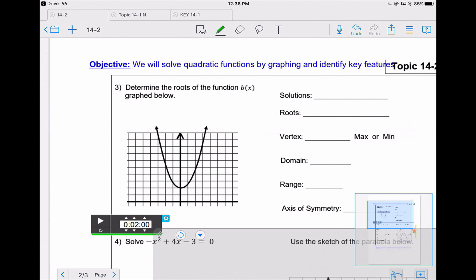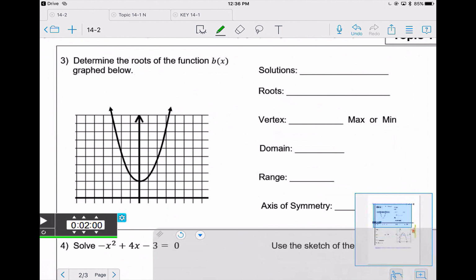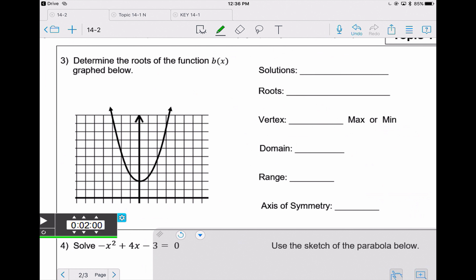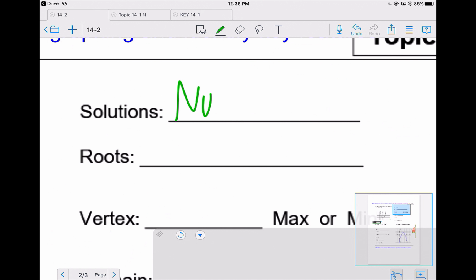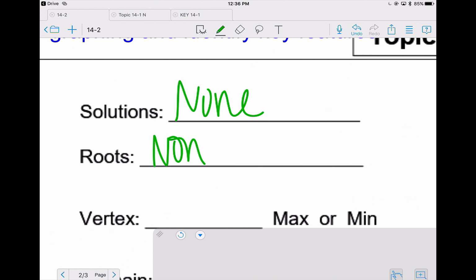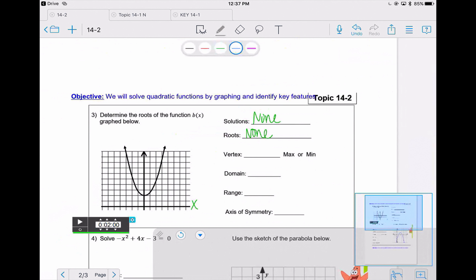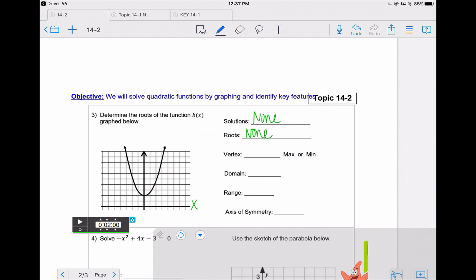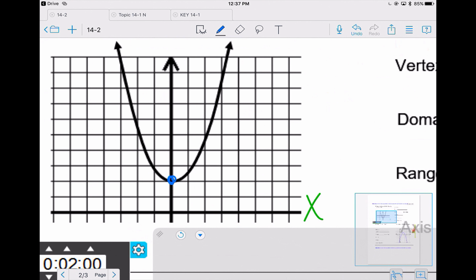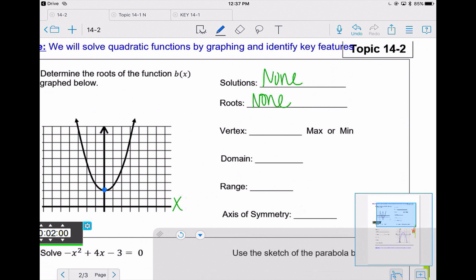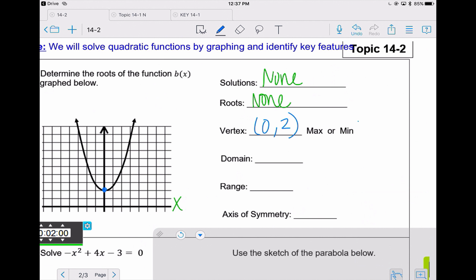Problem three says determine the roots of the function graphed below. So roots, meaning where it crosses the x-axis. This is my x-axis, and if you notice, nothing is crossing. So that means there are no solutions and there are no roots. There is still a vertex. My vertex in this case is a minimum. It is the lowest point. So this is 0, 2, and it is a minimum because it is a low point.